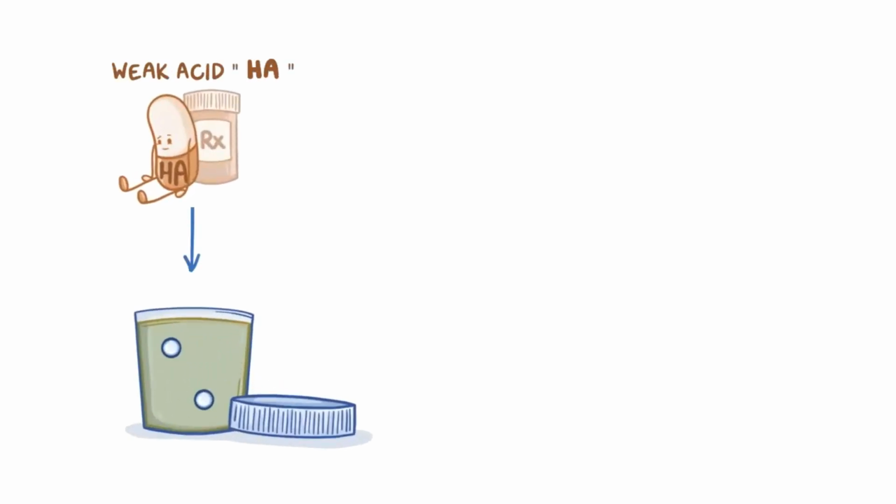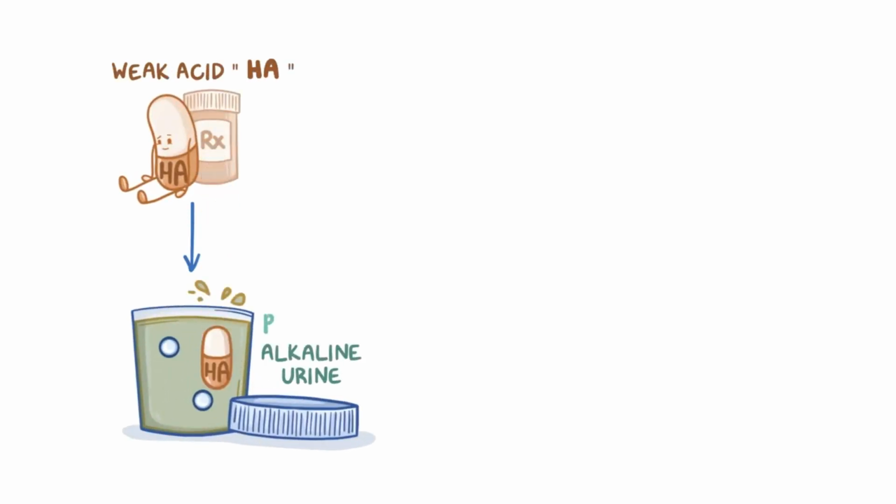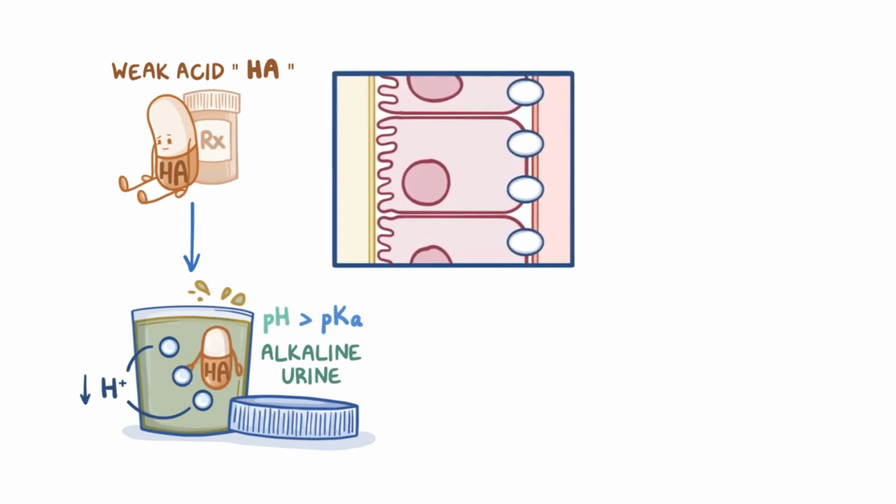So, let's say we place a weak acid, HA, in alkaline urine with a higher pH than the pKa. Since there are fewer hydrogen ions around, it's going to give up its own hydrogen ion and turn into its charged form, A-. Since it's now polar, it can't pass back through the tubular cell's membrane.